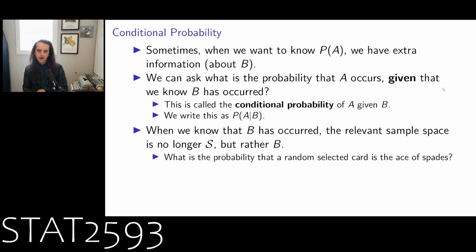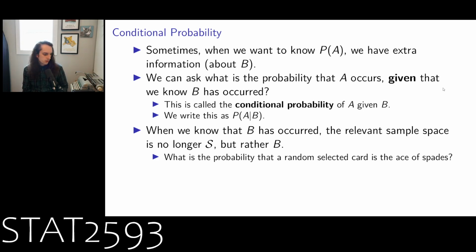By way of example here, you can think about what is the probability that a randomly selected card is going to be the ace of spades, if we have a deck of 52 cards. Of course, if we think about our counting probabilities from last time, there's only one way that we could draw the ace of spades. There are 52 possible cards, and so it's going to be 1 out of 52.